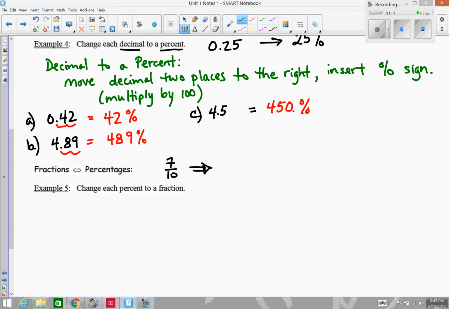The easiest way, when I have a denominator that can easily be multiplied by something to give me 100, is to try and rewrite this with the denominator of 100. To do that, I would need to multiply the denominator by 10. Doing the same to the numerator gives me a numerator of 70. Now, think back to what we did at the beginning of this lesson. I have 70 compared to 100, which is the equivalent of 70%.